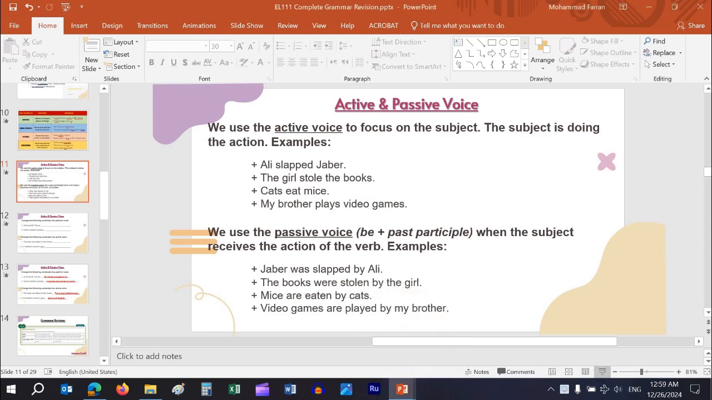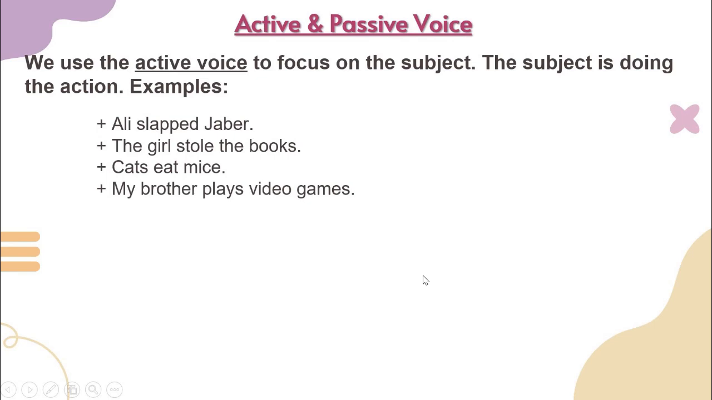I just want to quickly talk a bit about the active and passive voice. I feel like a lot of students get confused when it comes to understanding the differences between the active and the passive voice, okay? So for the next maybe 2 minutes, I will just quickly explain the differences between the active and passive voice. So we use the active voice basically to focus on the subject, okay?